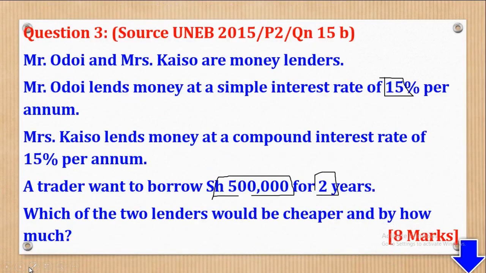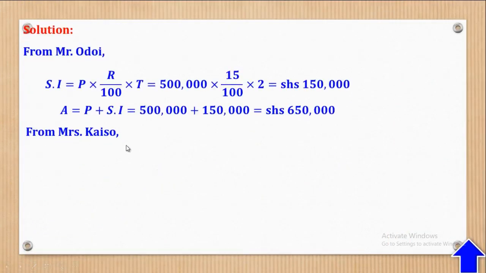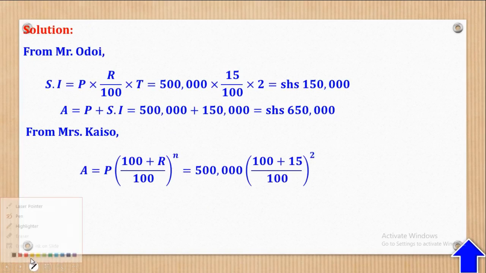So for Mrs. Kaiso, this will be the P, and this will be the N, and this will be the R. So we shall use that in the formula for compound interest amount. So you come and see that amount is equal to that formula. So we are going to substitute.